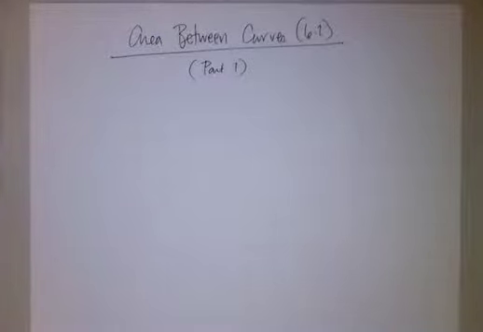Okay, area between the curves, which is section 6.1 in your book, is actually a relatively straightforward section. There are only a couple of wrinkles that separate it from area under the curve, which we have done up to this point rather successfully, and which you should have down. It should be relatively close to second nature by now.